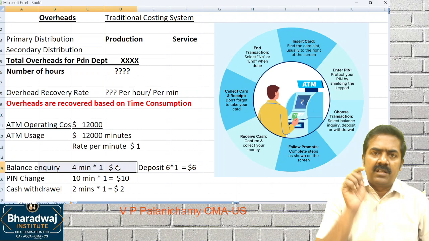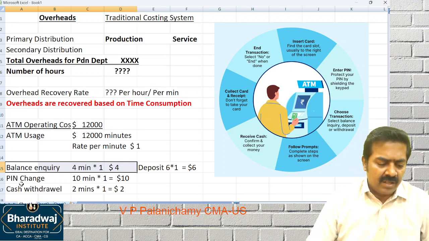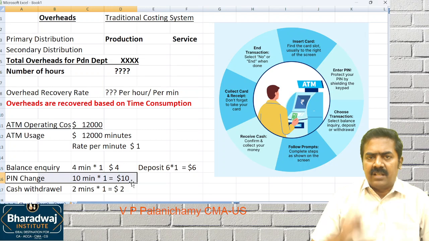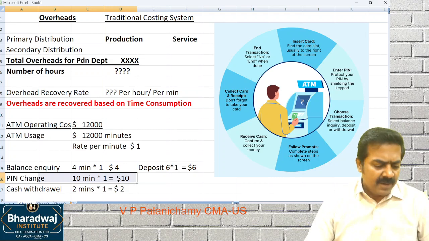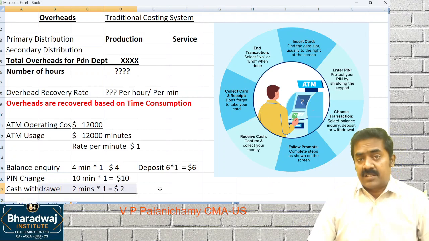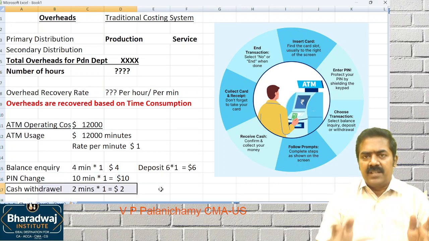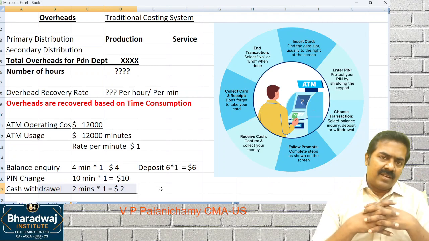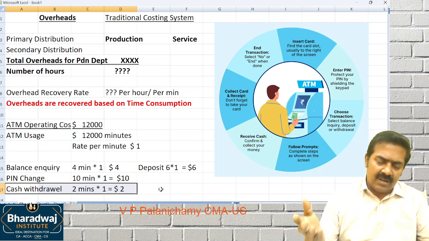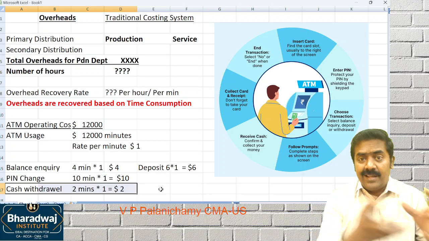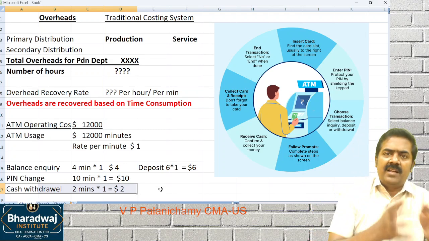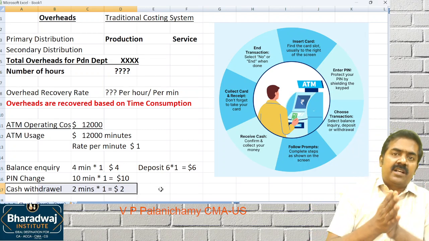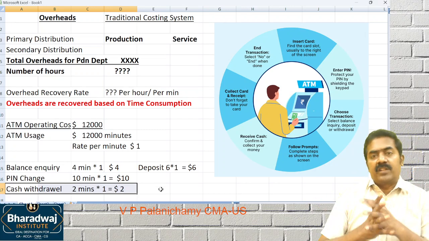Balance inquiry costs what? Nothing. You just insert the card, put the PIN, and the display shows your account balance, that's all. PIN change costs nothing for the bank. But cash withdrawal costs something. Security is needed for the machine because there is cash inside, and idle cash is kept for customers to withdraw. So the opportunity cost of keeping idle cash is high for the bank.